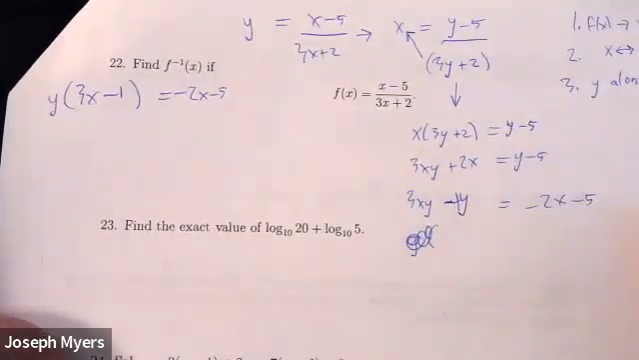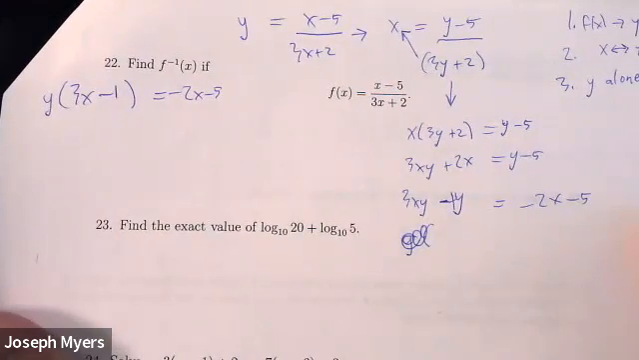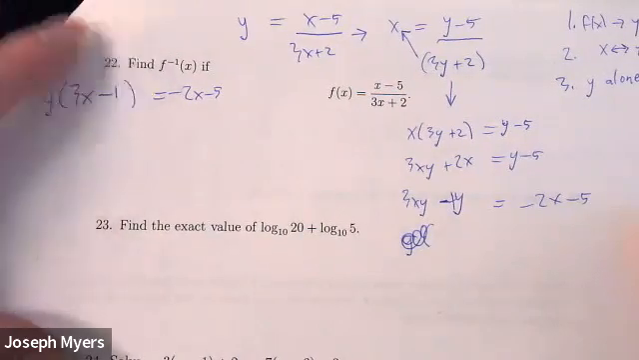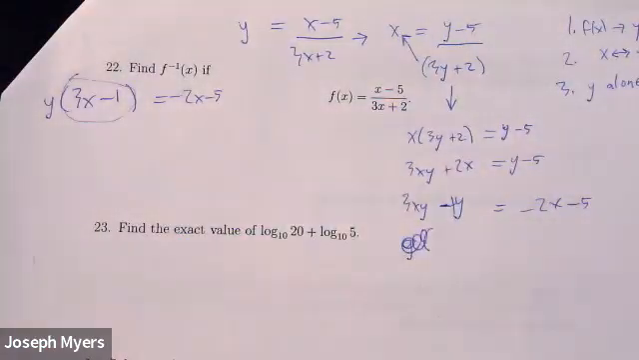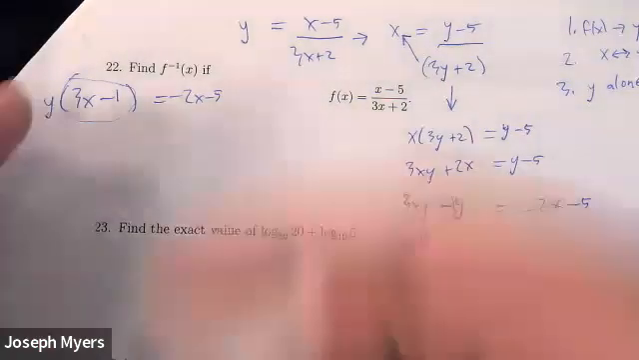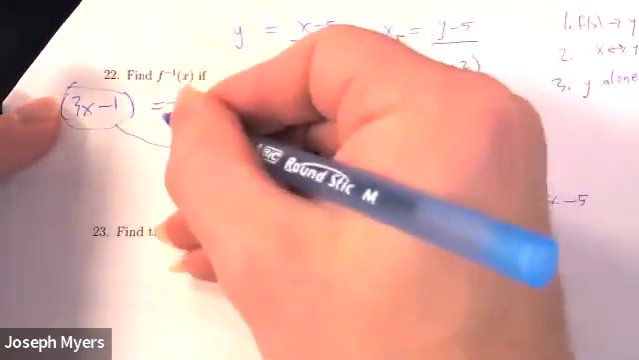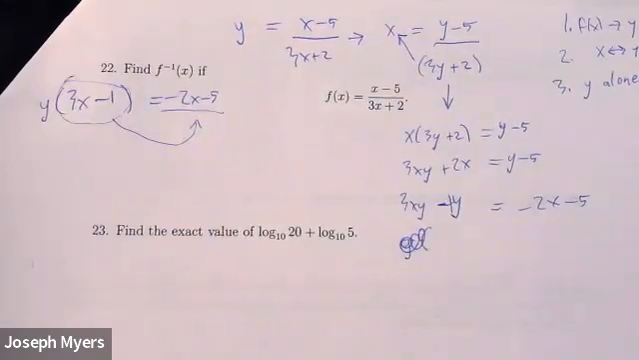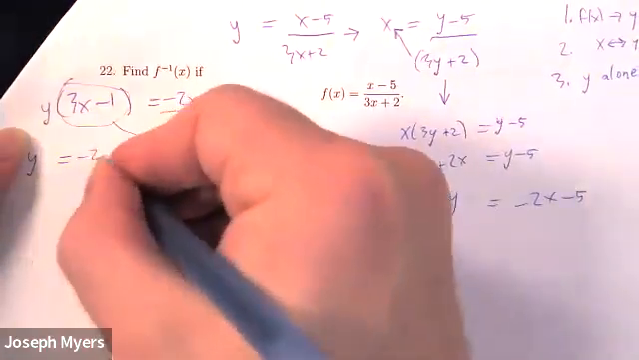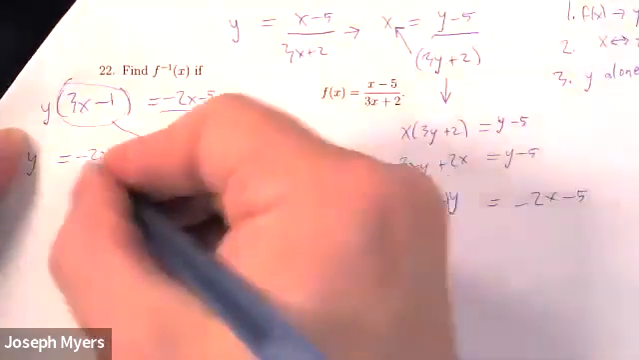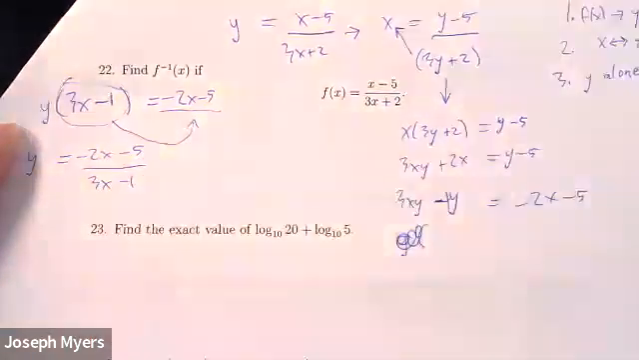And then to get y by itself, what's the last step? You have to take this entire thing, which represents a big number, and divide that big number from being multiplied on the left side, and divide it underneath the right side. So your y by itself is equal to negative 2x minus 5 all over 3x minus 1.